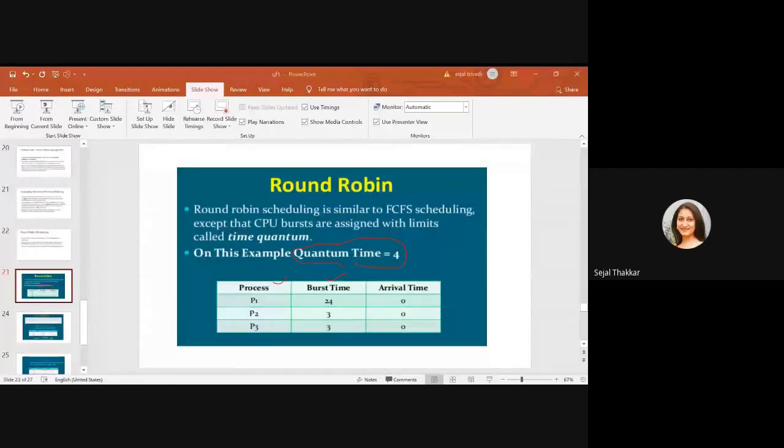So round robin, are you able to see? Yes, ma'am. Okay, what is round robin? In priority, we are seeing that based on priority the process will get the chance. But in round robin, every process is going to get the chance for the given time quantum.